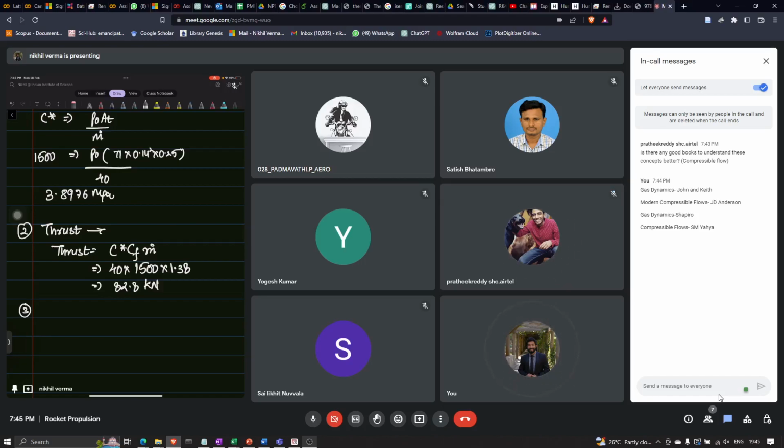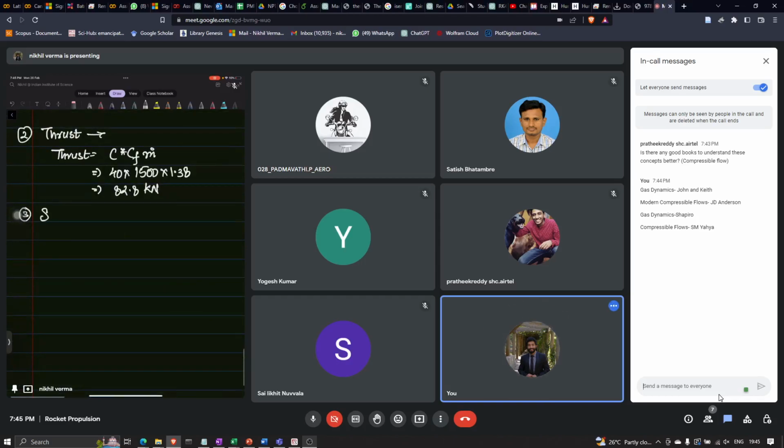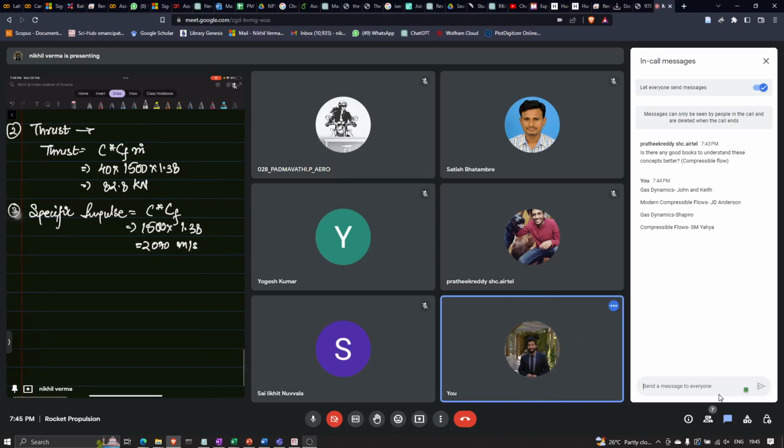Okay, so coming on to the other part, the specific impulse. The specific impulse is C star times C_F. This is 1500 times 1.38, so this is 2070 meters per second.